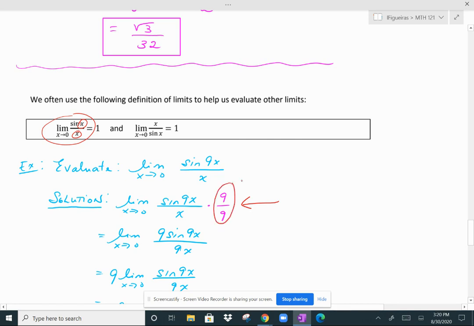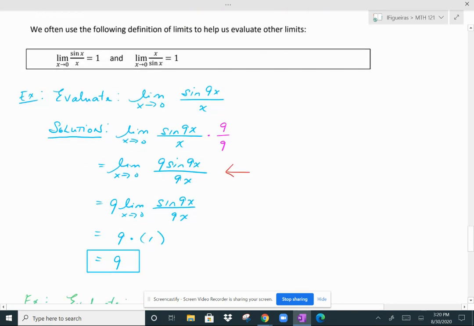So remember, that's just equal to 1. So when you multiply something by 1, you're not changing the value of the function. You're just making it look a little different to suit your purposes. So if I multiply numerator and denominator by 9, I get the next line, which is 9 sine of 9x over 9x. And then I'm going to factor out this 9 to the front, which is what I did in the next line. So I have 9 times the limit as x approaches 0 of sine of 9x over 9x.